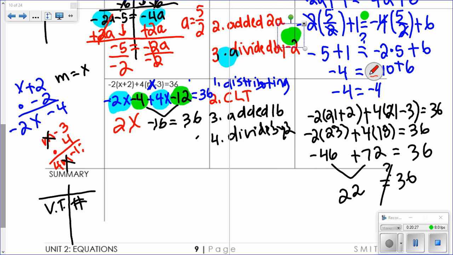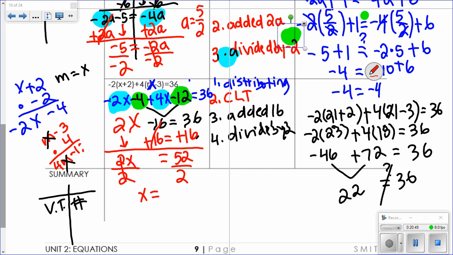Okay? So I add 16 to both sides. But this time, I'm going to be very careful, right? 2x drops down, this goes away, equals 52. Divide both sides by 2. That's step 4. And x equals, making sure, 26. Okay?